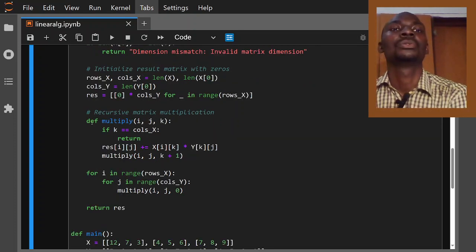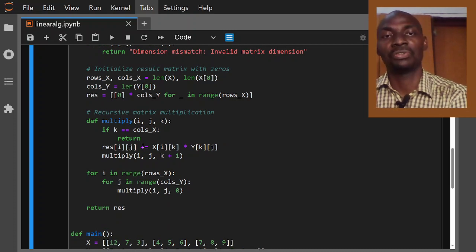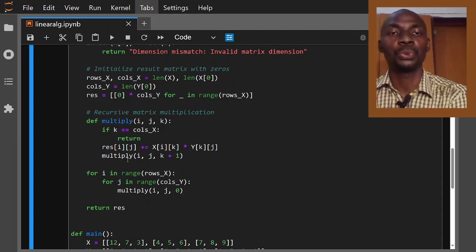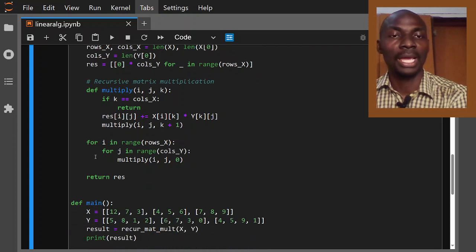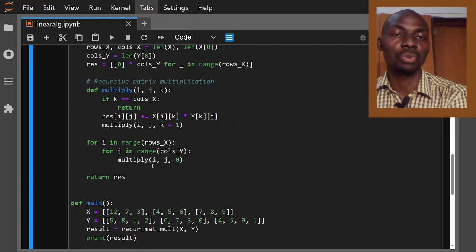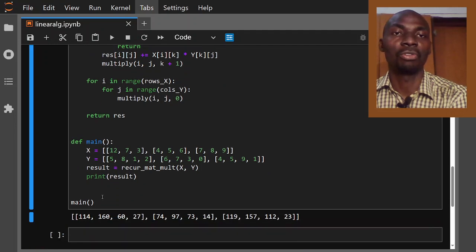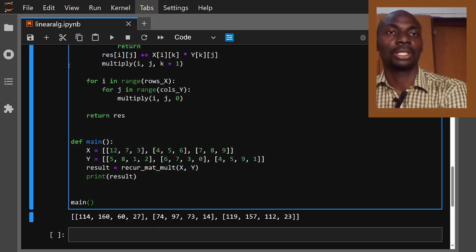Next, we create a recursive function, and this function helps compute the matrix multiplication. Next, we use the for loop to work on the rows and columns. Then we check out the implementation of our function. Now let's try it.